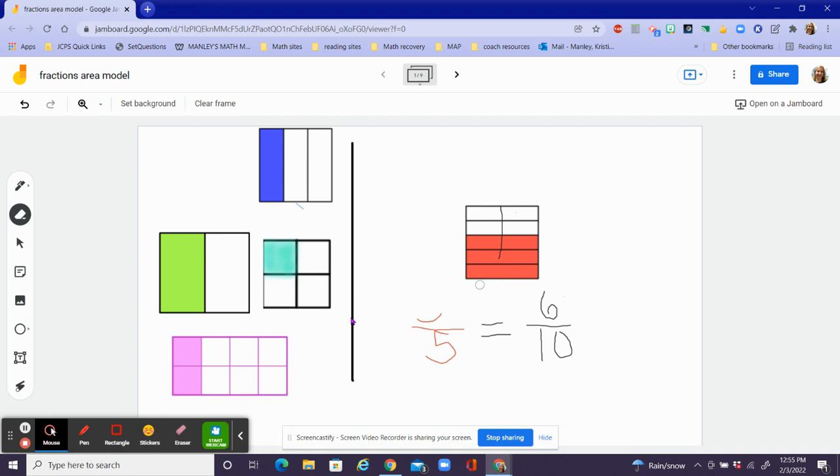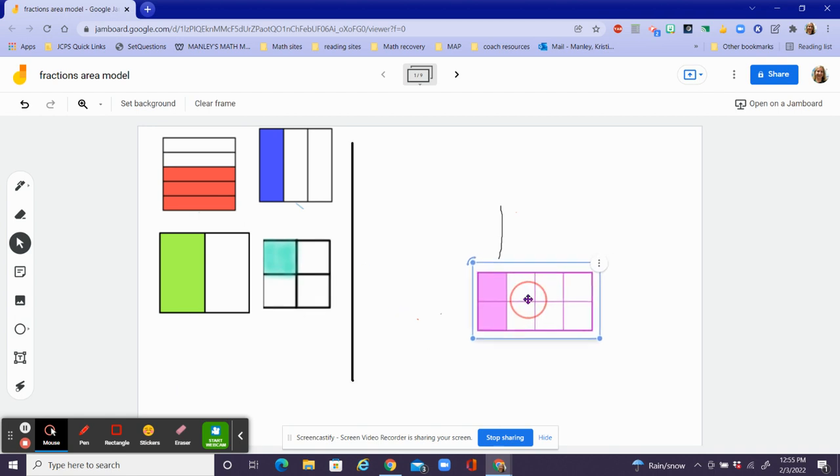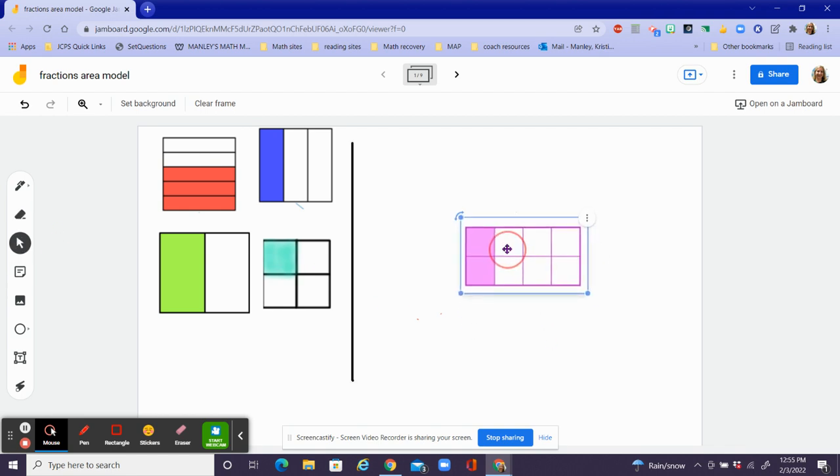Let's do one more. I'm going to get one that's a little bit different to partition. So let me get my arrow and move this one out of the way. And let's do this. Let me get this out of the way so we can see it a little bit better. All right, so let's do this rectangle here.